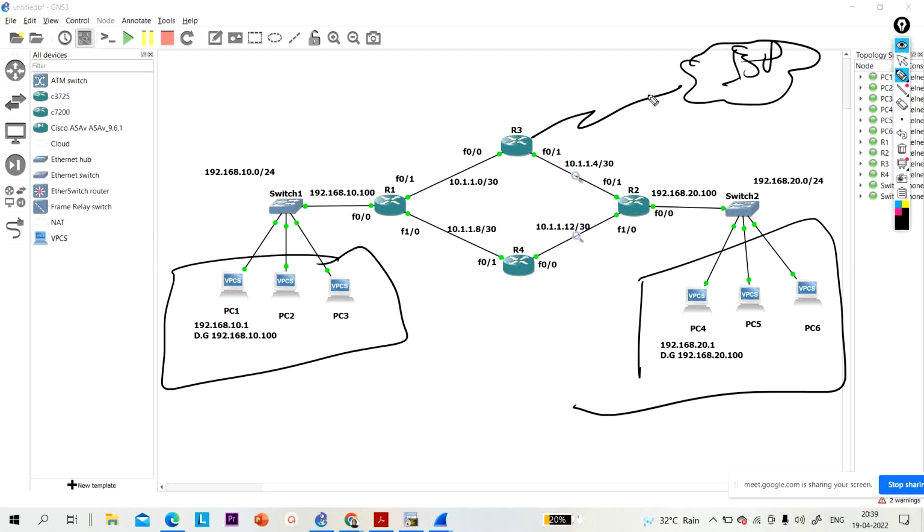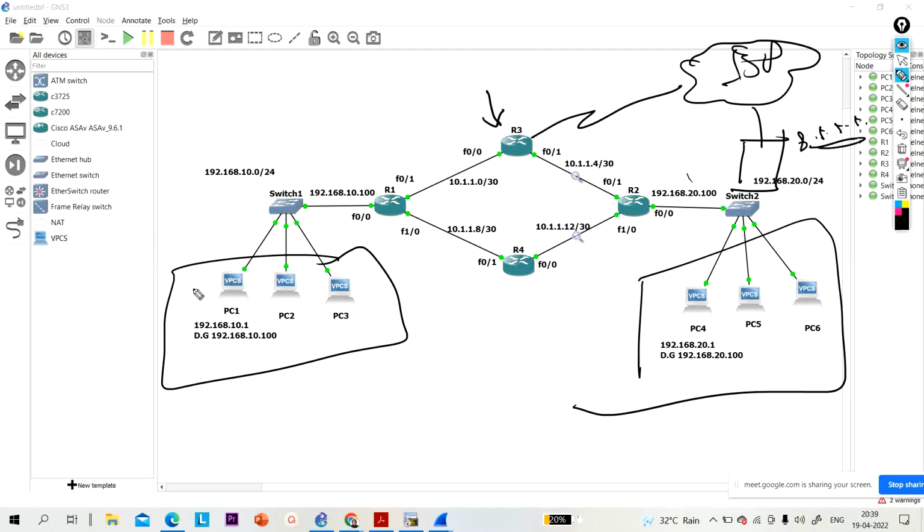Suppose R3 is connected with ISP, and ISP has the Google server. ISP has a lot of servers, right? So now this user can access the server. Yes, it can. But suppose the IP address of this server is 8.8.8.8. Just suppose. Okay. So you have to perform routing on this router, right?